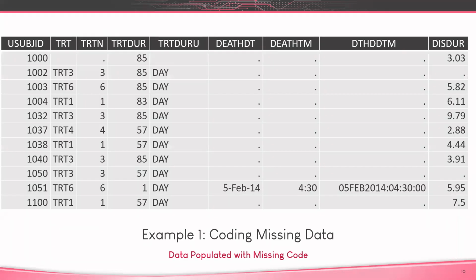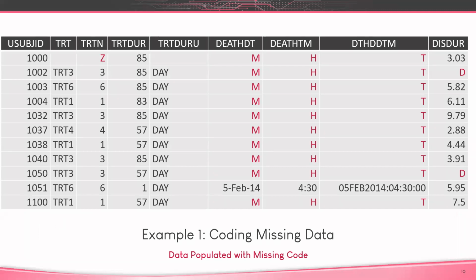So this is what our data set looked like to begin with. And after processing the program, I was then able to add in all of my missing codes so that I could easily identify that this is an other variable. This one, the def dt, is strictly a date variable, and the def tm is strictly a time variable.